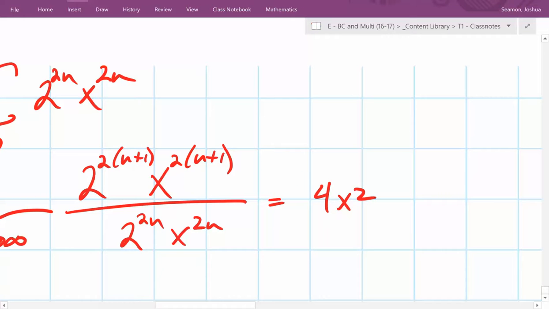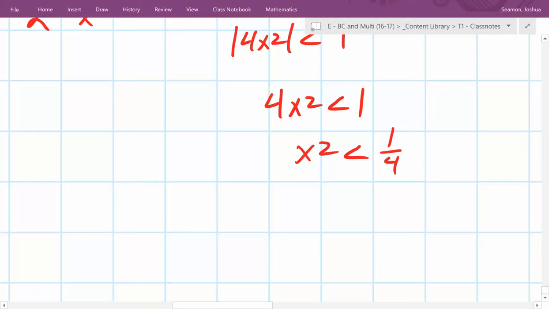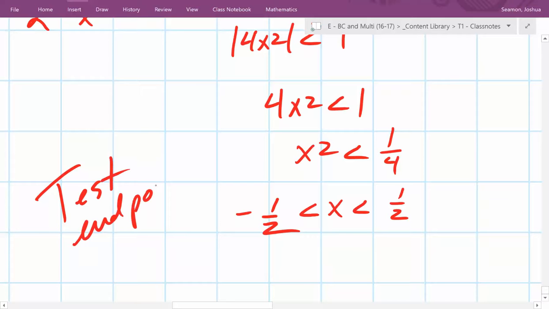And the absolute value of that needs to be less than 1, but 4x squared is always positive, right? 4 is always positive, x squared is always positive, so you're just solving this. What numbers make this true? x is going to be between a half and negative 1/2. But you're not quite done because you just found the interval of convergence mostly. What do you have to test? Test endpoints. I stopped you before you did it because I wanted to make sure we did it all together.